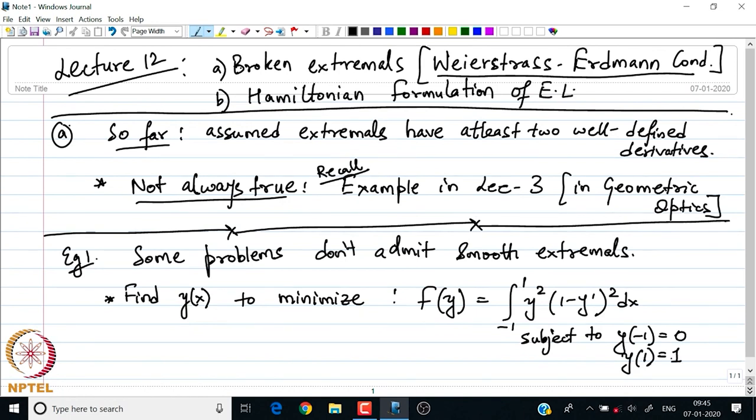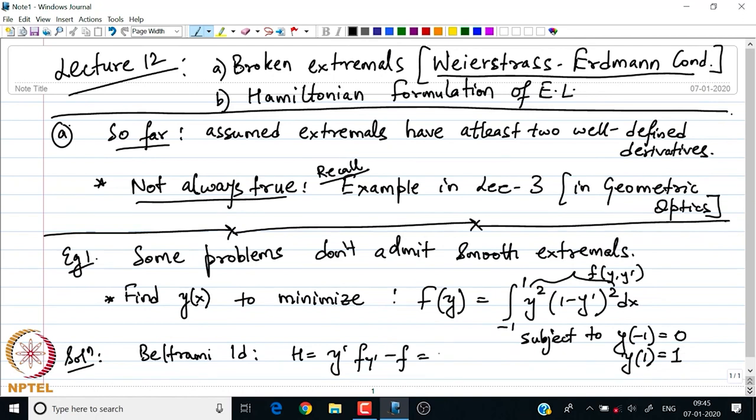It seems that we can quickly find the extremal through the Euler-Lagrange equation. Let us see what happens. For this integrand f, it is purely a function of y and y prime, and there is no explicit dependence on x. So to find the solution, we can directly use our Beltrami identity, saying that h, which is y prime f of y prime minus f, is a constant. When we plug in the value of f, we get the following expression: y squared times (1 minus y prime) squared is equal to c1, which is our constant.